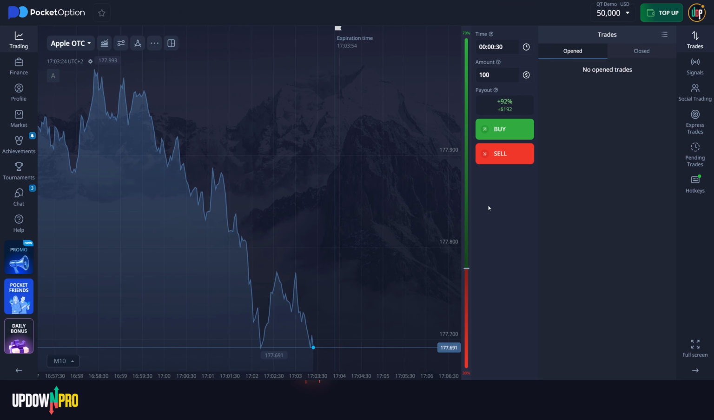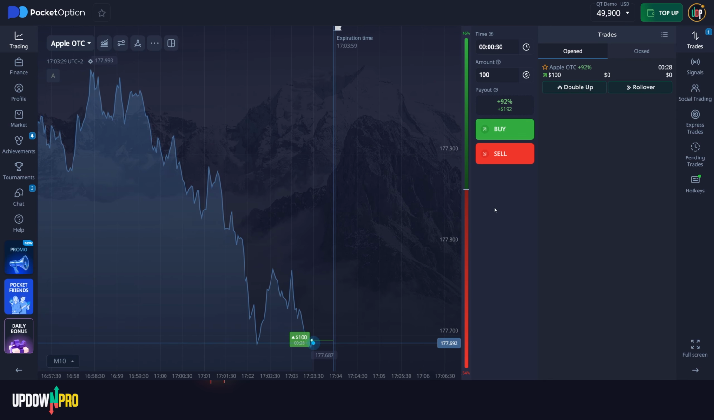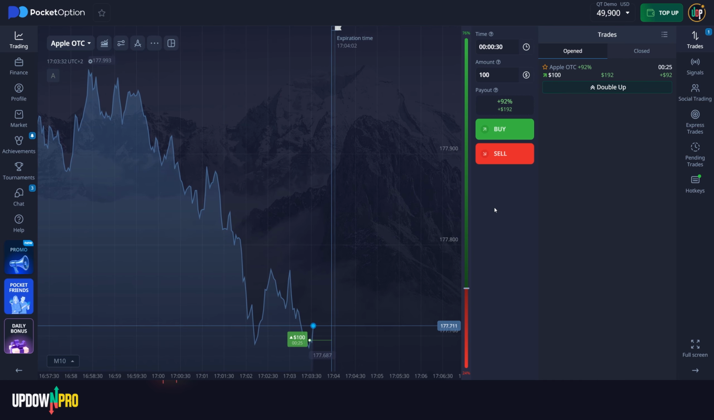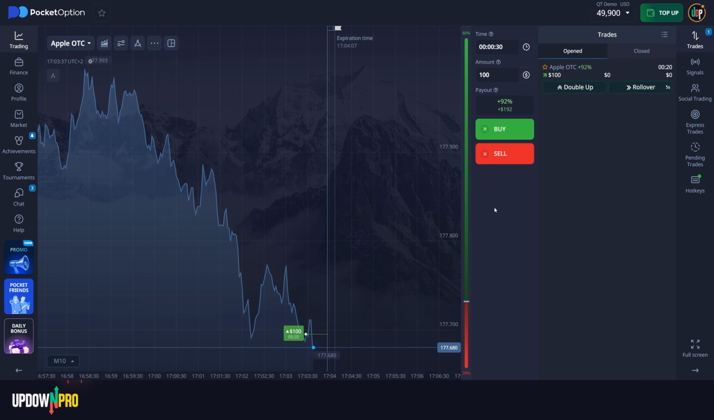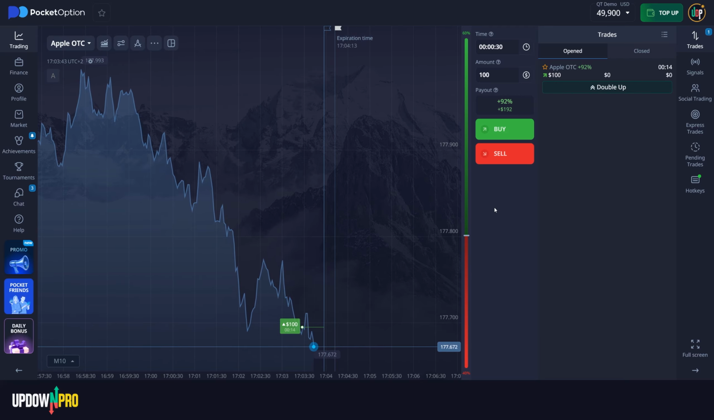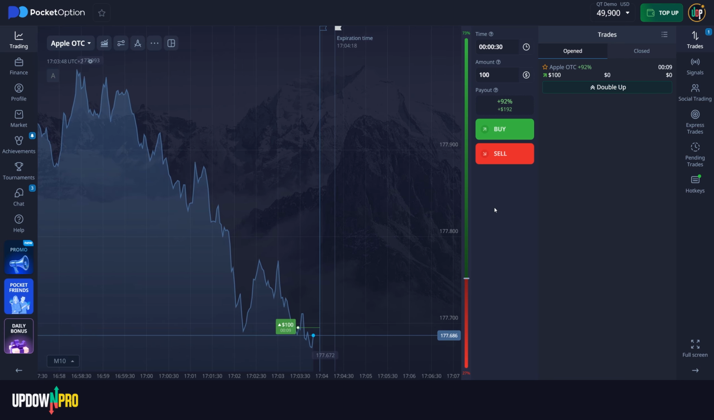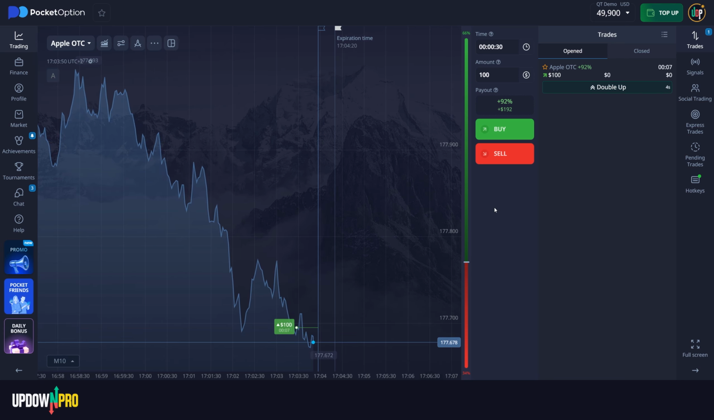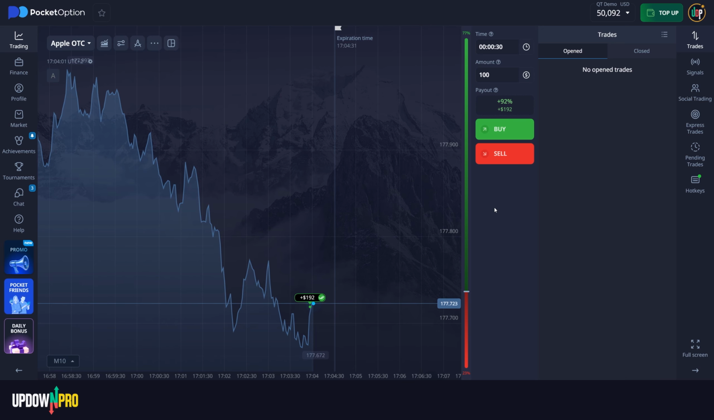Now let's see a real trade. Here's the current price of Apple. I am placing a $100 buy trade with a 30-second expiration. And I'm waiting now. Notice how the price moves both up and down during the trade. That's completely normal. Only one thing matters, where the price is when the countdown reaches 0. The trade has expired. The price finished above our entry point, so this trade is a win.